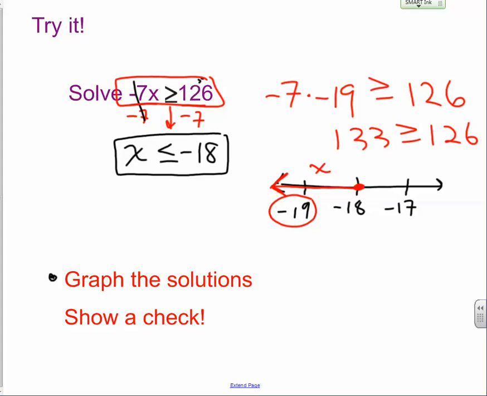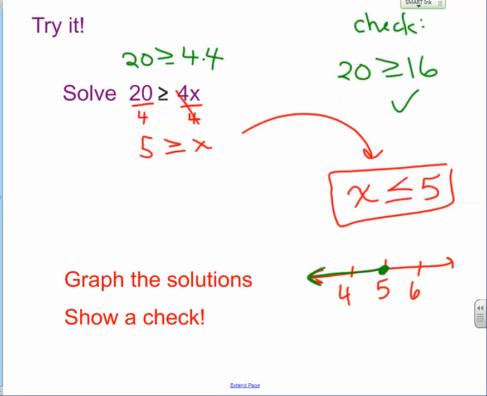And now when you check your solution, pick one of the numbers in the shaded region, negative 19, and I substitute it into the original inequality. So I'm going to multiply negative 7 times negative 19, and that must be greater than or equal to 126. And the product is 133, and it is greater than 126, so we know that our solution is correct. So always when you check it, choose a number in the shaded area for your check.